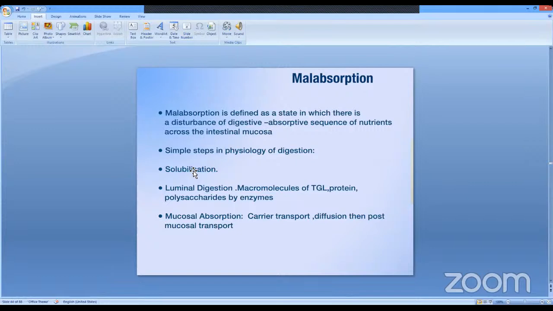So what are the steps of digestion? It is solubilization, luminal digestion of macromolecules of protein, carbohydrate, and fat, and mucosal absorption. That is carrier transport, diffusion, and then post-mucosal transport. So anywhere there may be a defect, and all these factors will lead to either chronic diarrhea or malabsorption.